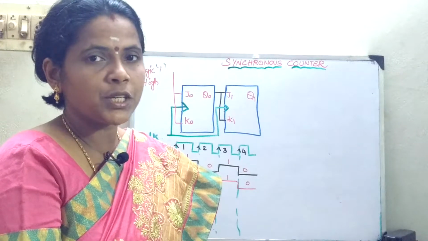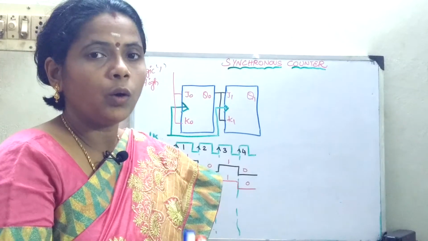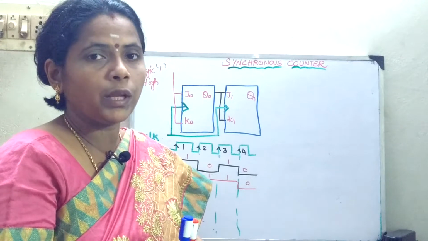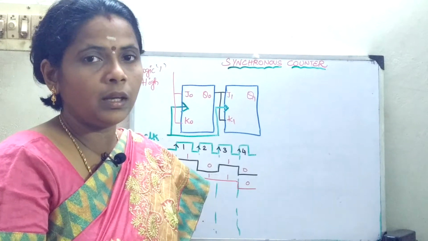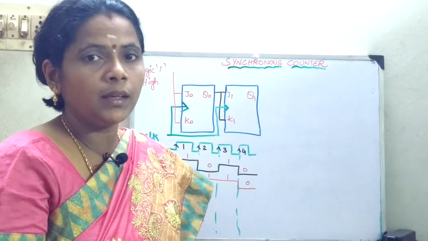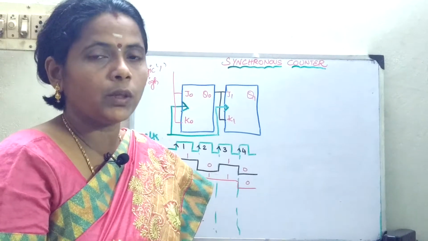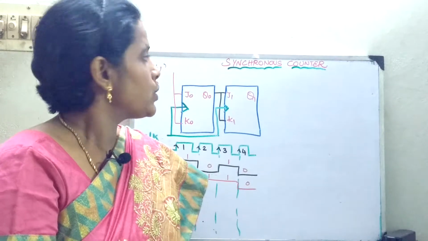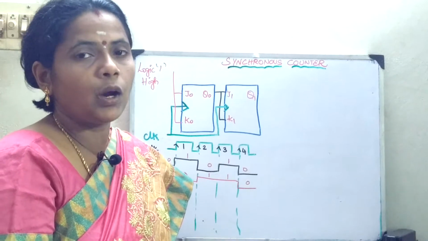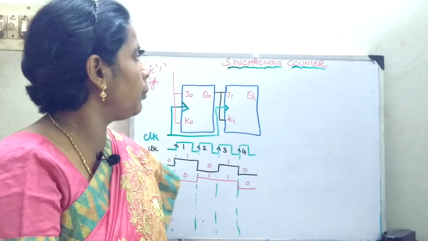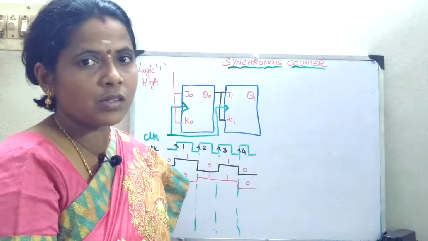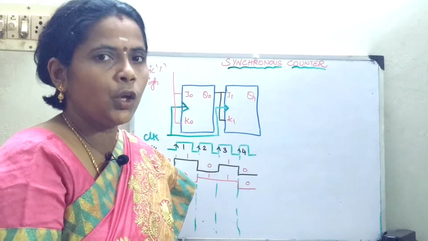In the last session, we saw the difference between the synchronous and asynchronous counter, and how to draw the asynchronous up counter and asynchronous down counter. So in today's session, we will see how to draw the circuit diagram, or logic diagram, of the synchronous counter for 2-bit, 3-bit and 4-bit.